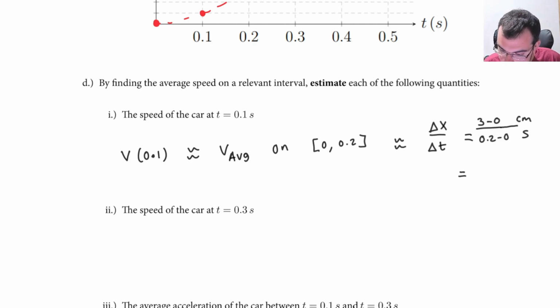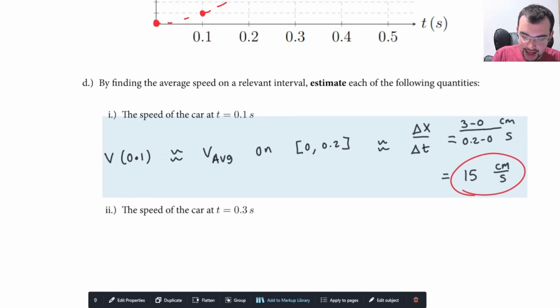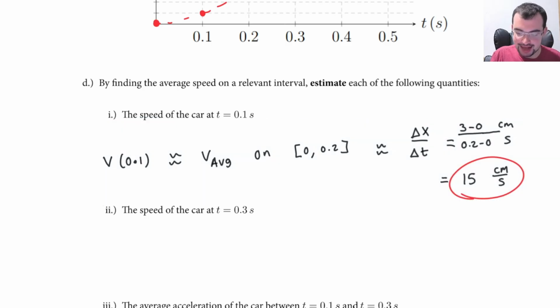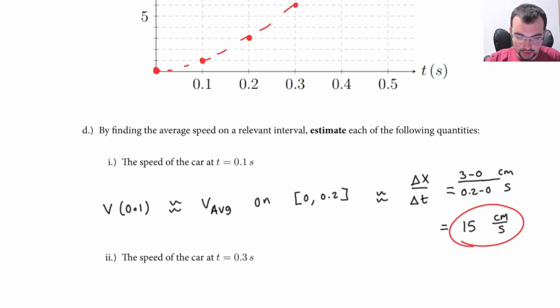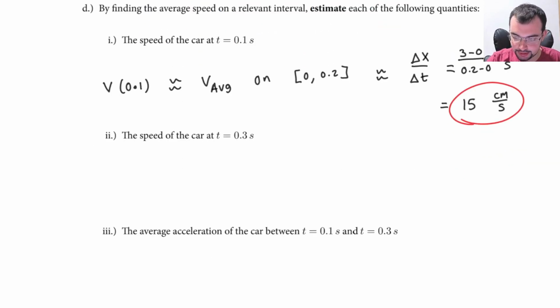Oh, much too complicated for me using the calculator. Ooh, 15 centimeters per second. I would not have guessed. So just to pause and talk about what I did here, I don't have the actual speed at 0.1 seconds. So I just guessed that if I take the average speed between 0 and 0.2, 0.1 is in the middle of that. So it's probably a good estimate.